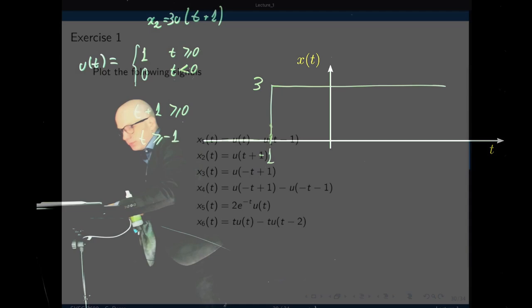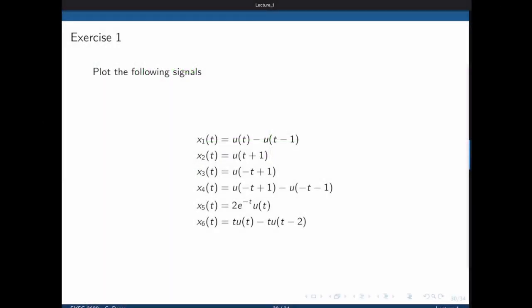Let's do number three. Number three now is x3 is u of negative t plus one. Let's see how that one operates. U of negative t plus one. This will help us later when we do convolution integrals. Negative t plus one.